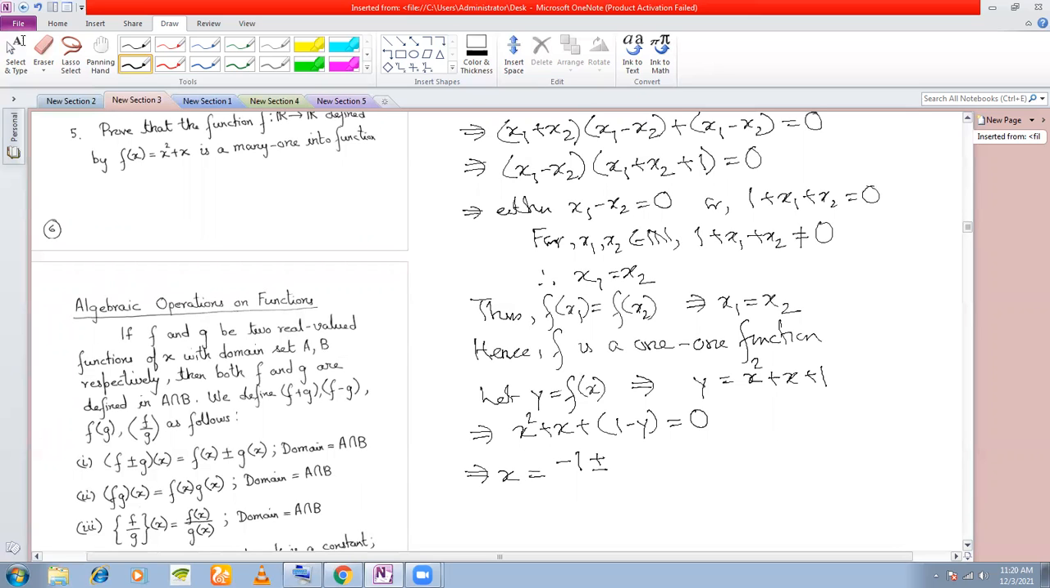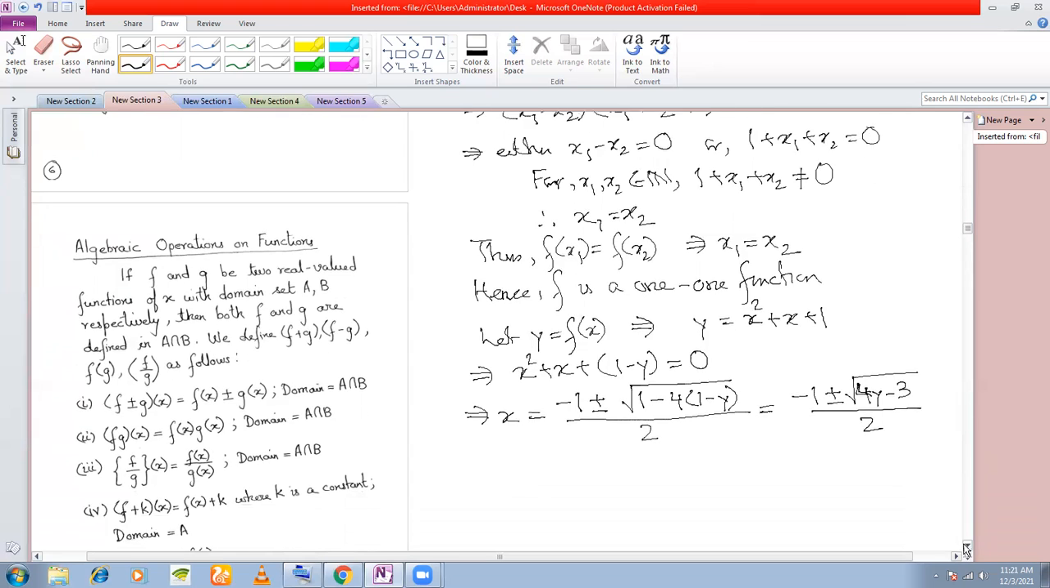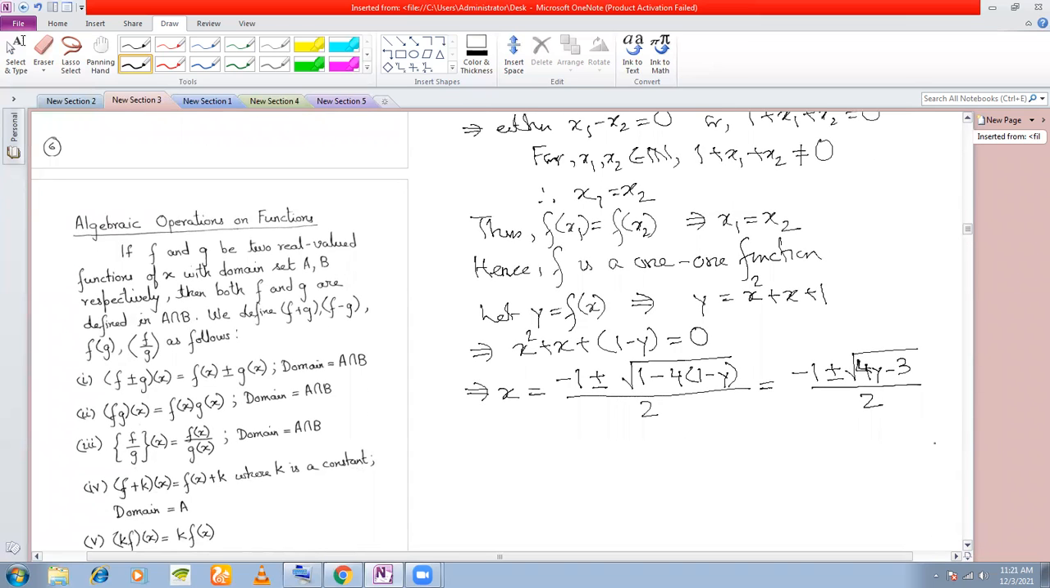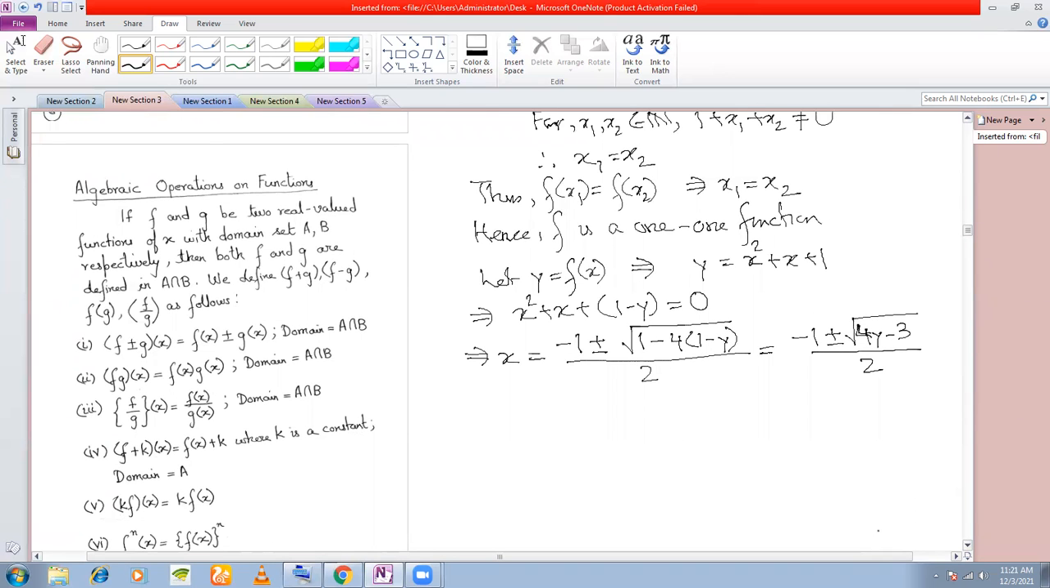Minus 1 plus or minus root over of 1 minus 4 times 4ab divided by 2, right, which is equal to minus 1 plus or minus square root 4y minus 3 by 2, right? This is x in terms of y. Now will every element for every y, will you get a pre-image here? For every y, will you get a pre-image here?